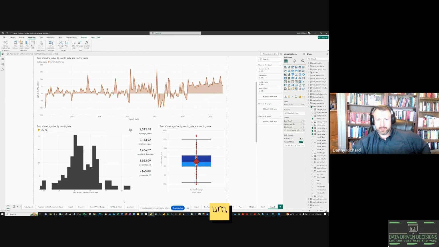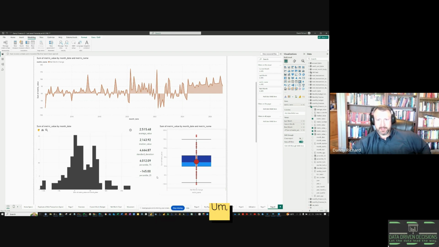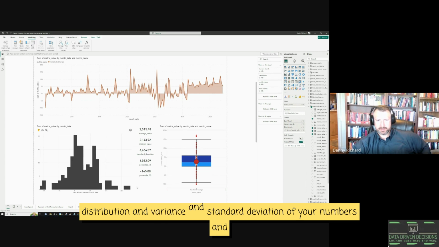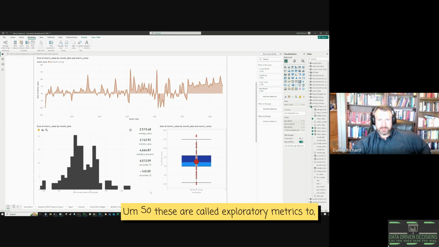So when it comes to statistics, these are the kind of things you like to see: distribution and variance and standard deviation of your numbers, and that puts you in a position to then do your statistical analysis. So these are called exploratory metrics to measure distribution.